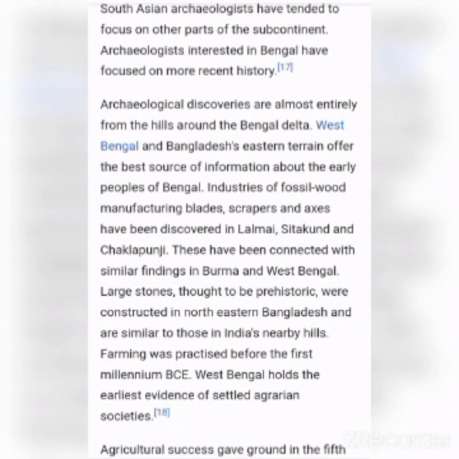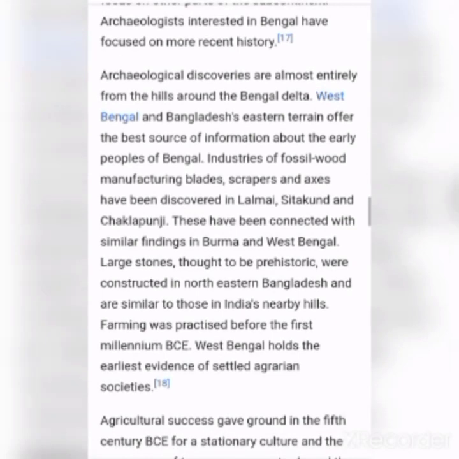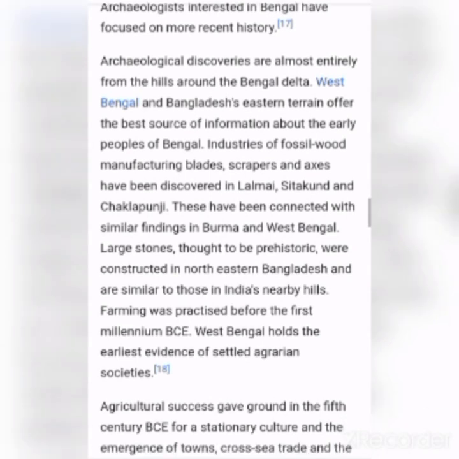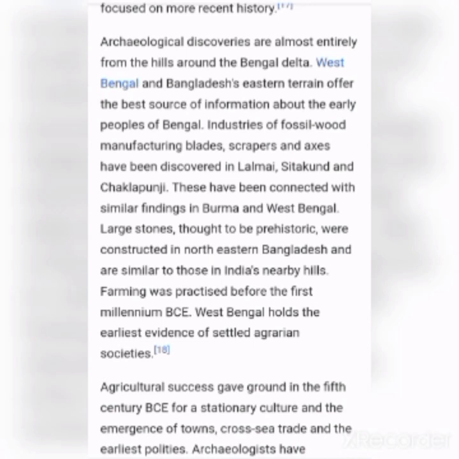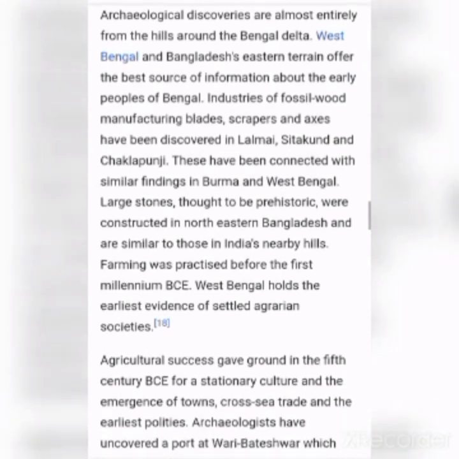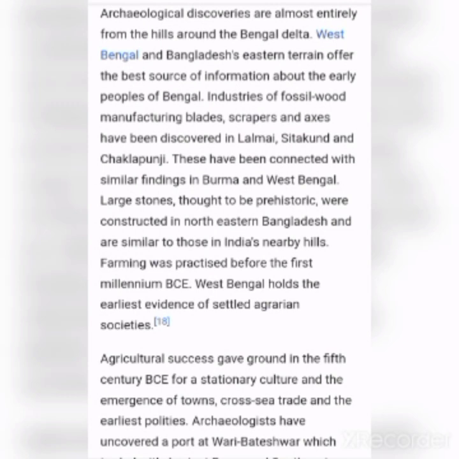Industries of fossil wood manufacturing, blades, scrapers and axes have been discovered in Lalmai, Sitakund, and Chaklapunji. These have been connected with similar findings in Burma and West Bengal.